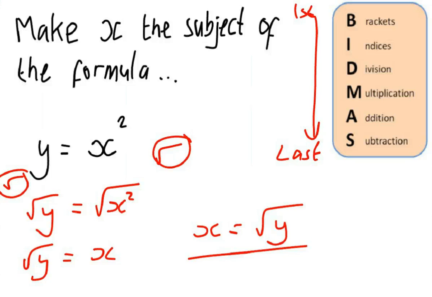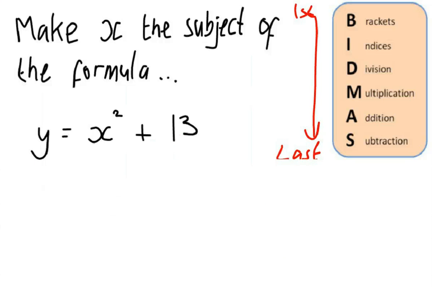It's a little bit more complicated, and then I'll give you some questions to finish. So the final example I'm asking you to do is to make x the subject of this formula here. Y equals x squared plus 13. So this is the side with our princess on it, this one over here. So this is the side we're going to start with.